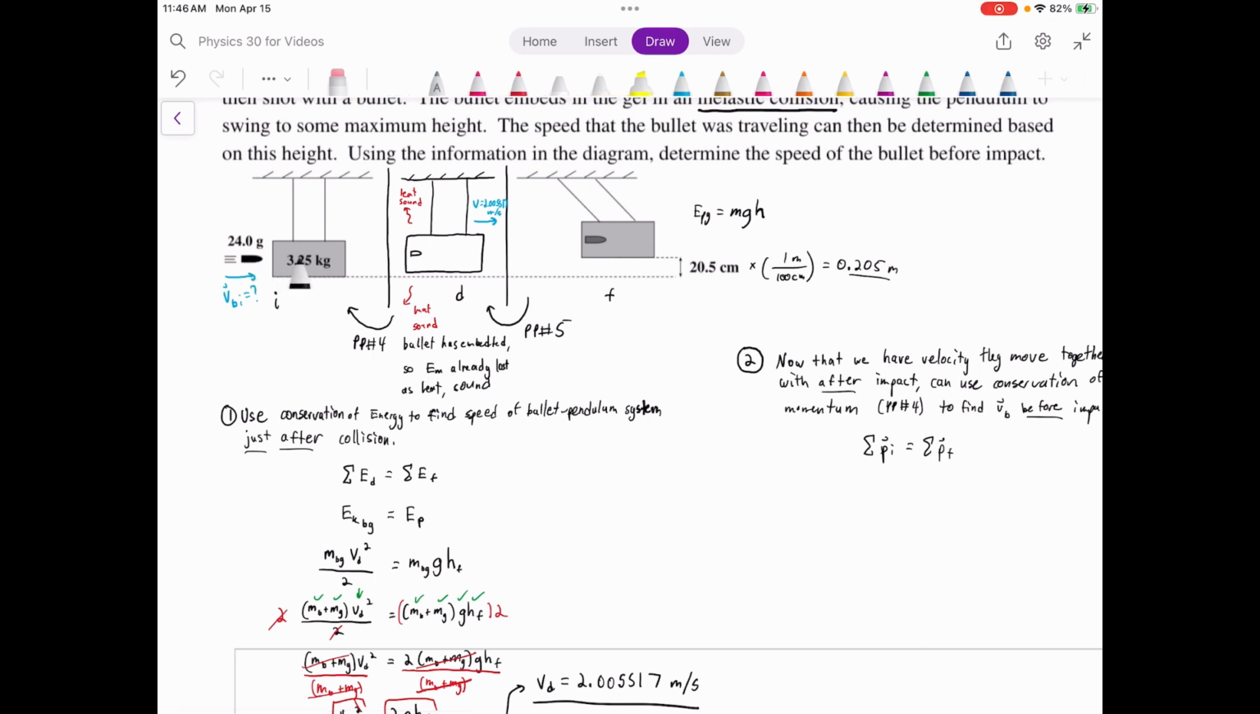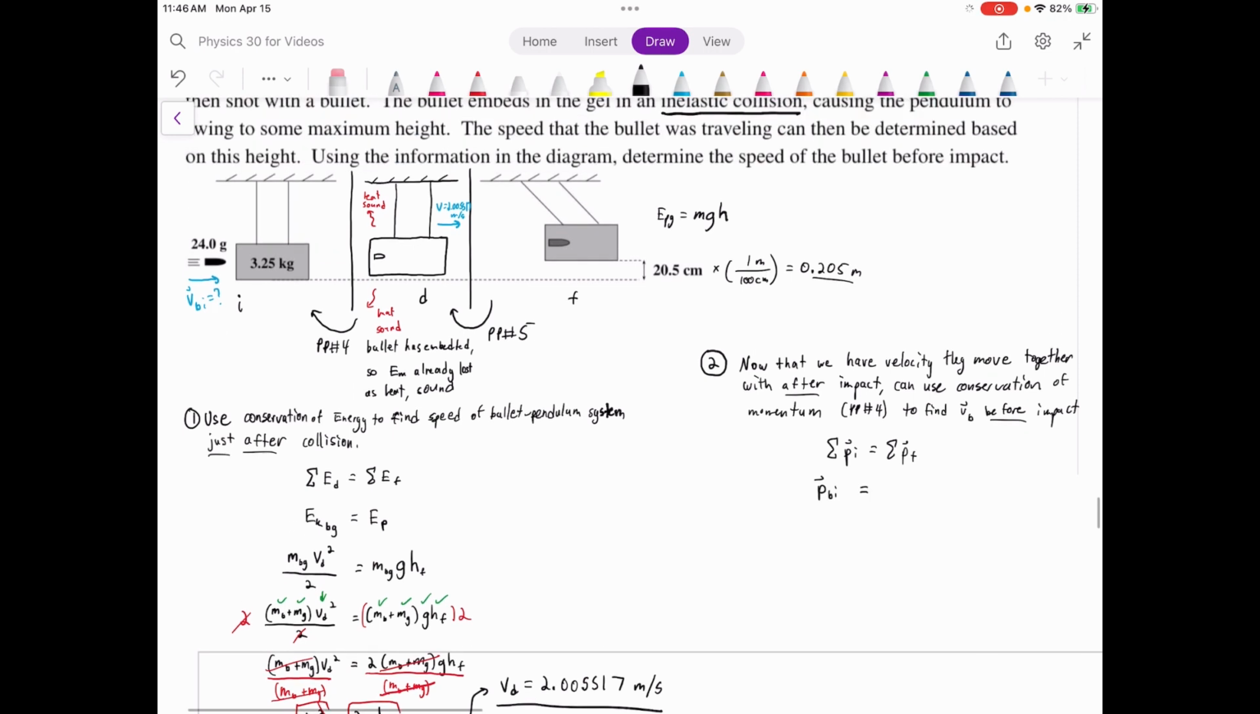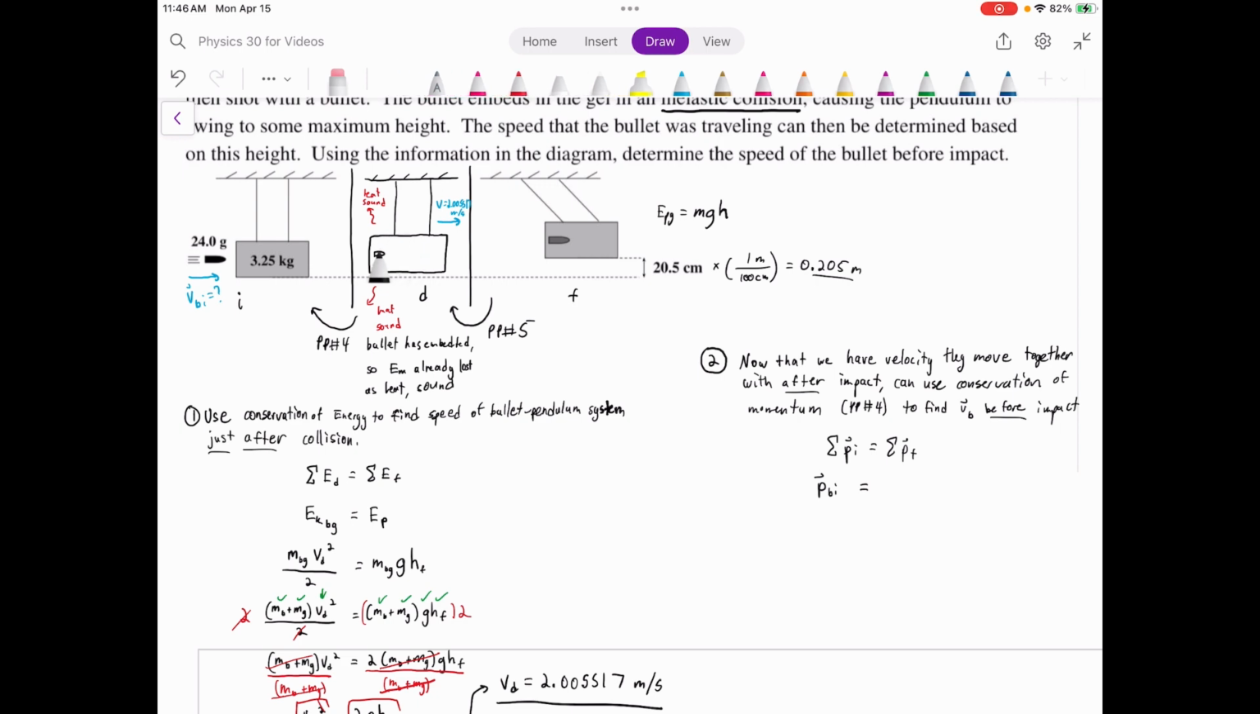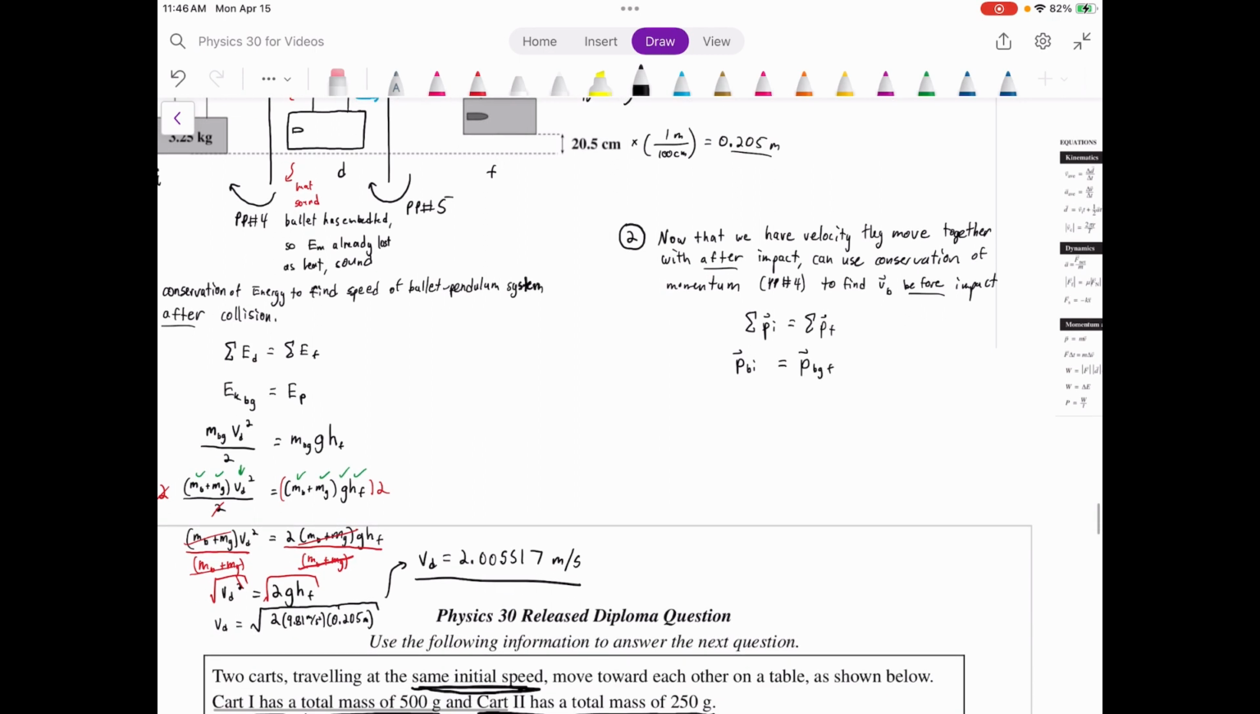I mean, we could add this into our equation if we want, but the pendulum isn't moving initially, so its velocity and therefore its momentum is 0. So really, we just have the momentum of the bullet initial being equal to whatever momentum they have afterwards once embedded, and we've got one object there. So the momentum of the bullet gel system final, right? And P equals mv. So the momentum of the bullet initial is the mass of the bullet times its initial velocity. We know its mass, we want to know its velocity, okay?